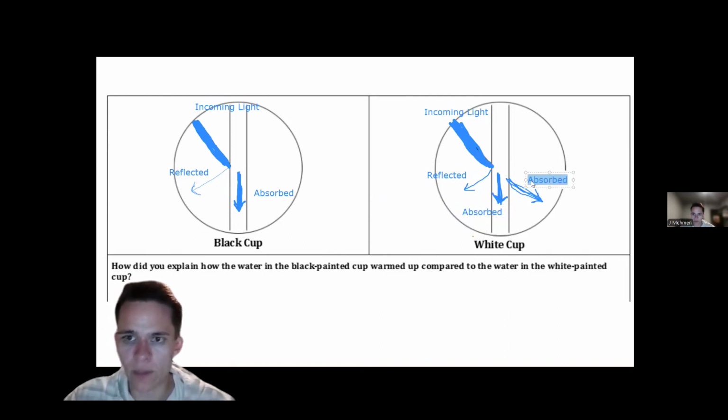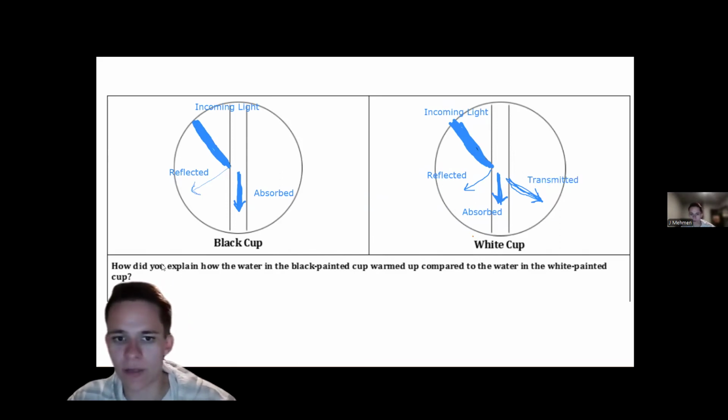And then most of it, I have a little bit being reflected, a little bit being transmitted, most of it being absorbed. So this brings me to my question down here. How did you explain how the water in the black painted cup warmed up compared to the water in the white painted cup? So this is talking about the temperature difference in the cup.